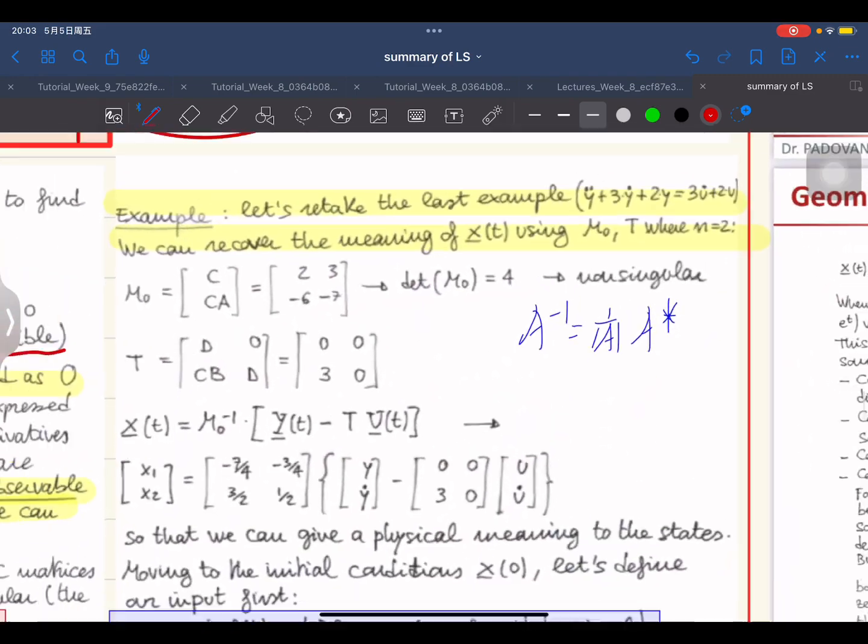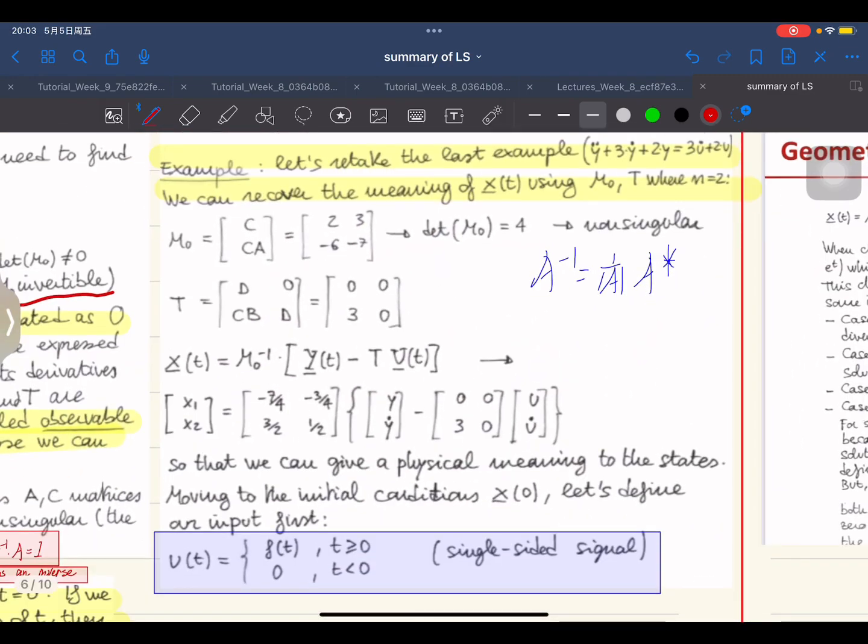After that, we want to give you an example. We take the last example: y double dot plus 3 times y dot plus 2y equals 3u plus 3u dot plus 2u. As you can observe, this is the form where the input has derivatives and the output also has derivatives, right? So we can recover the value of S(t) by using M0 and T, where M represents the second derivative, the biggest derivative that appears.